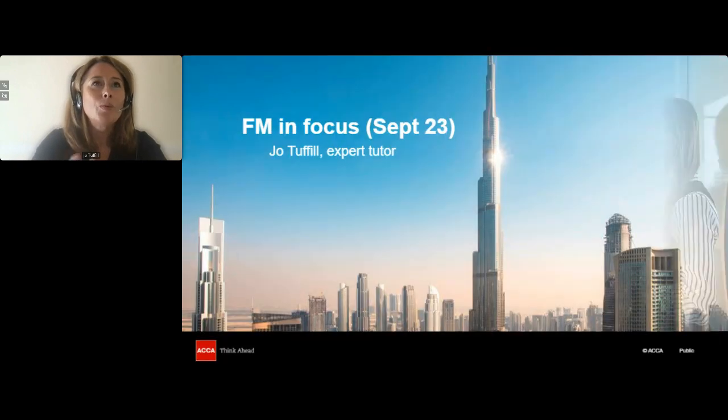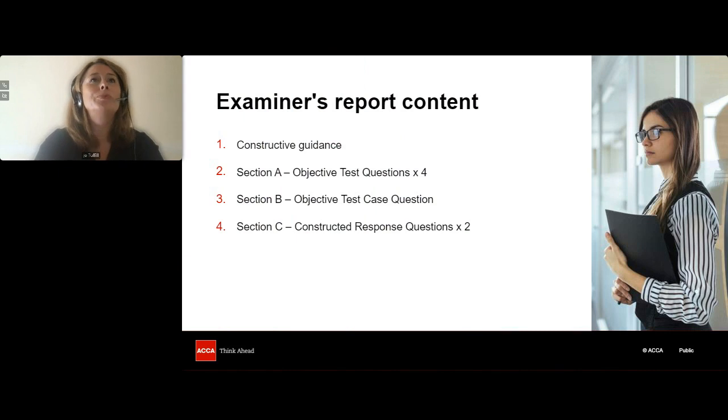So, what is in the examiner's report? Well, it's constructive guidance from the people who set your exam. And what they're going to do is highlight the strengths and weaknesses of candidates who've attempted previous questions, previous exams. And so what they do is they put in some objective test questions from section A, and these are ones which cause difficulty or may have been quite straightforward, but students have fallen for the easy distractors.